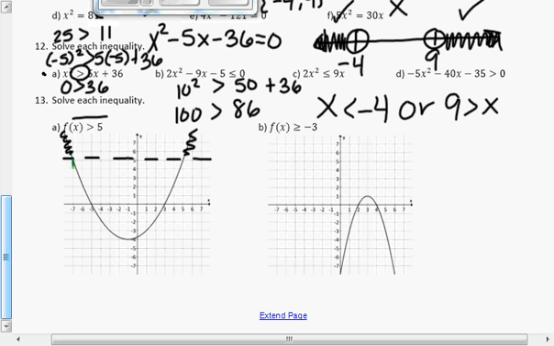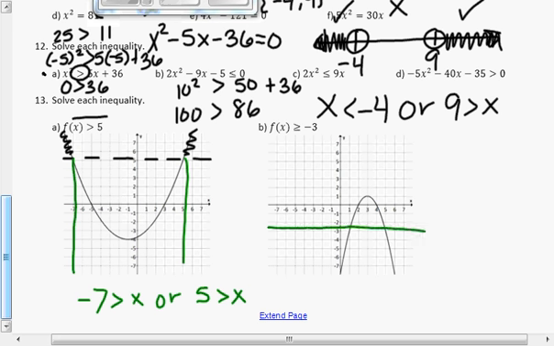So we're going to go down to our x-axis and we have negative 7. X we know is less than negative 7. And we also know that x is greater than 5. If we look at B, we have negative 3, and it's going to be a solid line now because we have a line underneath the inequality, and it says f of x is greater than. So I'm going to shade above that line.